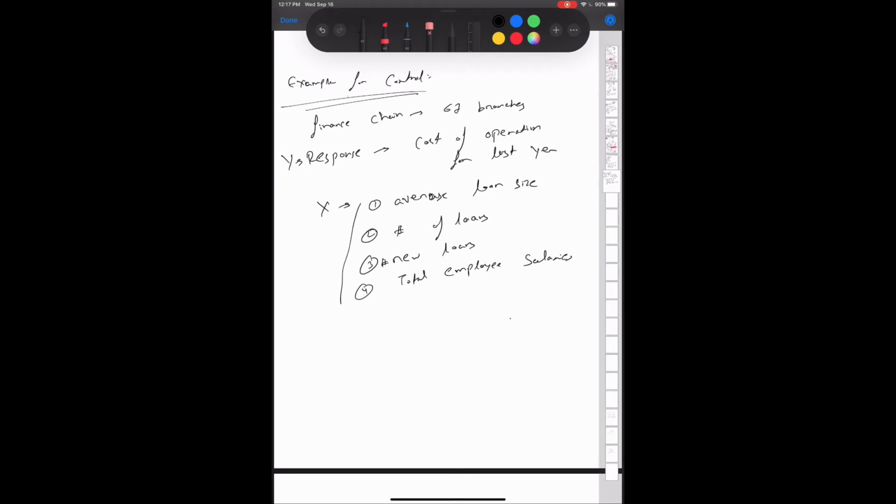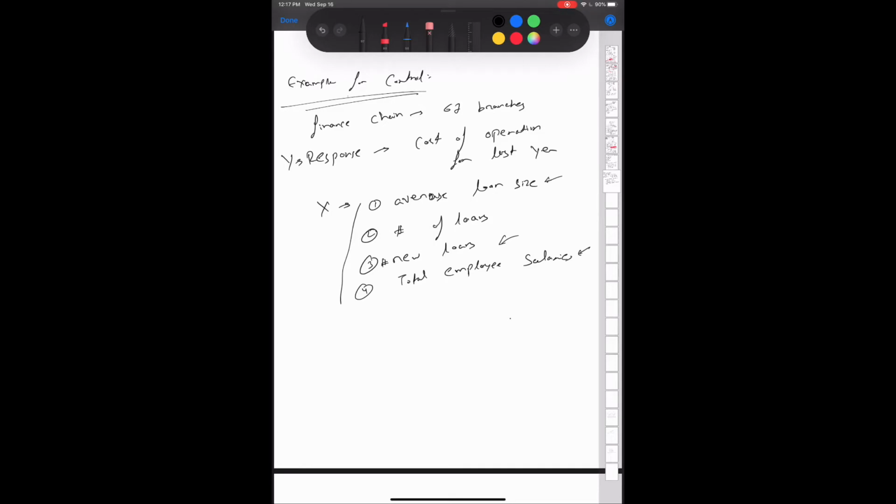And why would we care about that? If we could understand the relationship between x and y, then we can figure out how to control the cost of branches. If you knew how x and y are related, you can figure out, oh, should we reduce something? What will happen if we reduce the employee salaries? What if we reduce the total number of new loans, or what if we reduce the size of our loans? And if changing any of these covariates made for more profit, then that's what the bank would do.